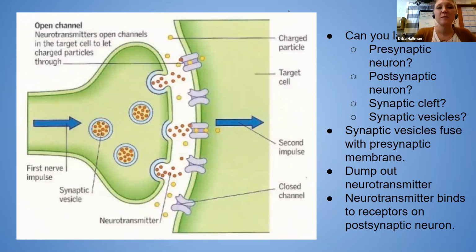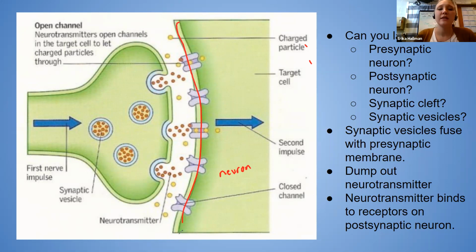The difference between this and a neuromuscular junction would be that in our neuromuscular junctions, we would not be looking at another neuron here, right? Because this is a neuron. We would be looking at a muscle. And if you remember, on our muscle cells, this cell membrane was called the sarcolemma.